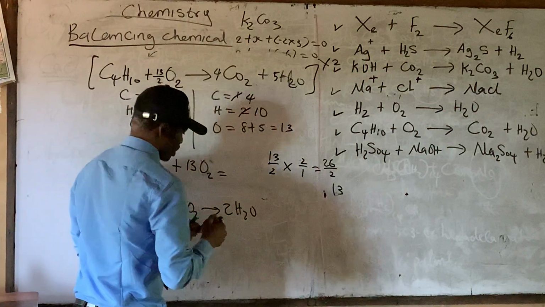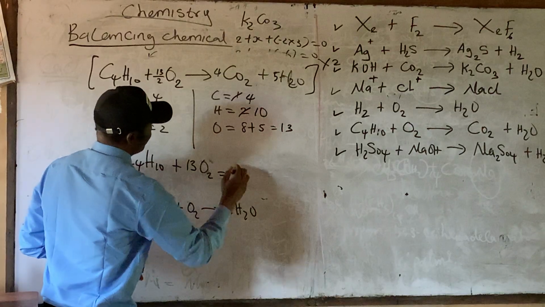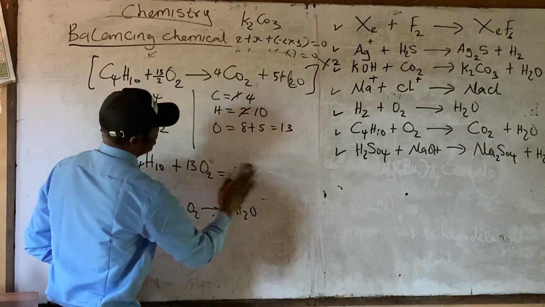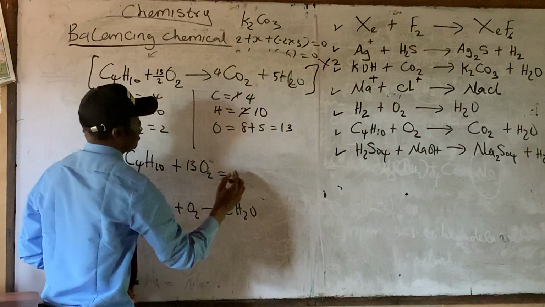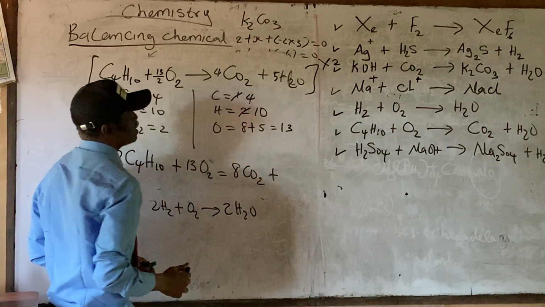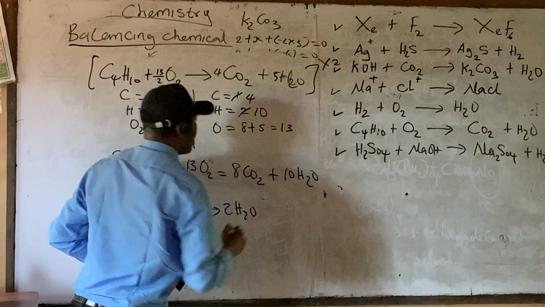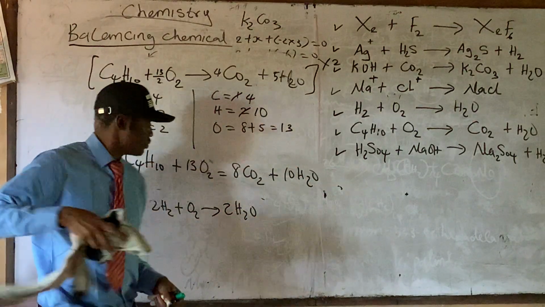Alright. But we still have a lot of things to do. Alright, we have over here 4CO2. We are multiplying by 2, sorry. 2 times this guy, 8 carbon dioxide. 2 times this guy, 2 times 5, that is 10. 10H2O. Let's recheck our equation again.